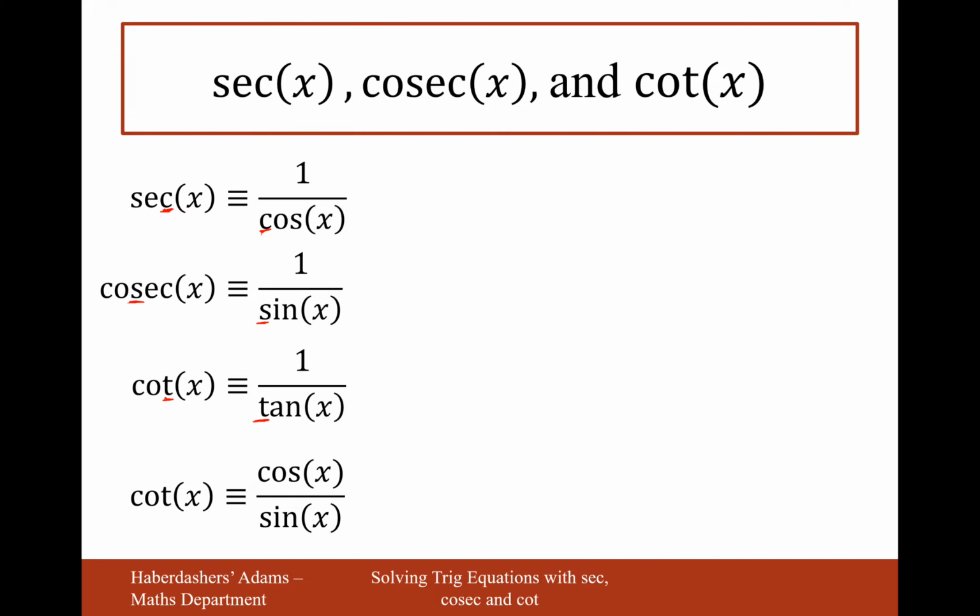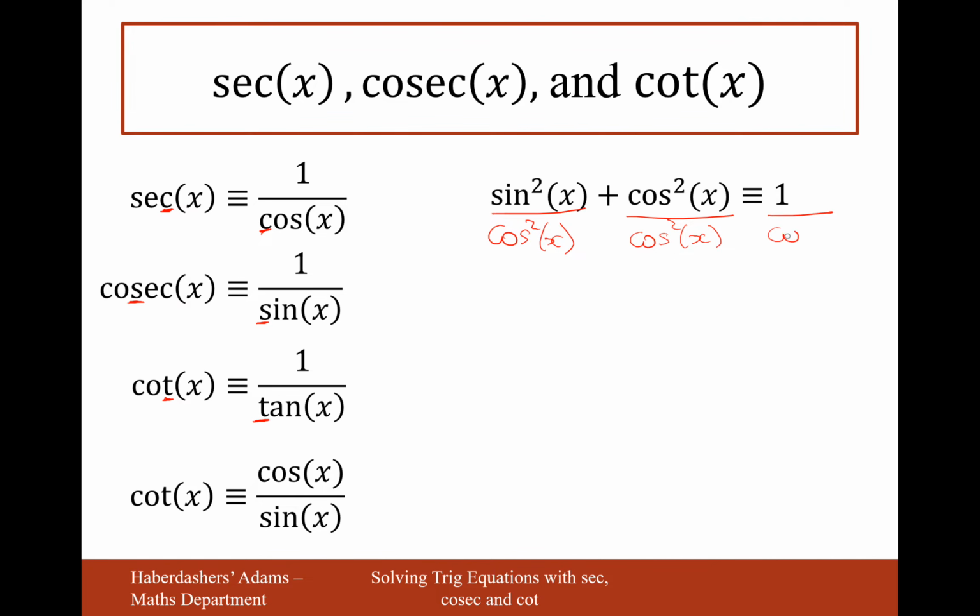Another rule that we remember from A-level maths in the first year is that sine squared plus cos squared equals 1. And if we take this identity and divide everything by cos squared, we're effectively dividing both sides by cos squared here. Well, what do we get?